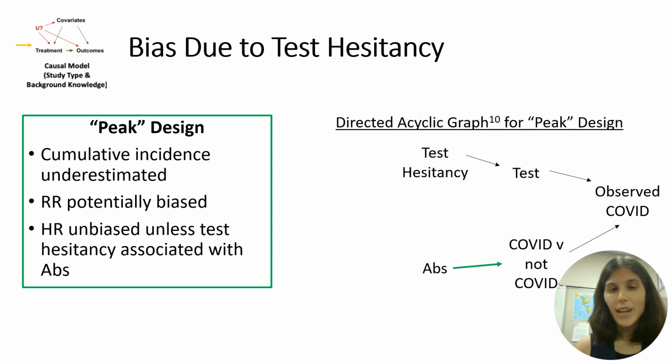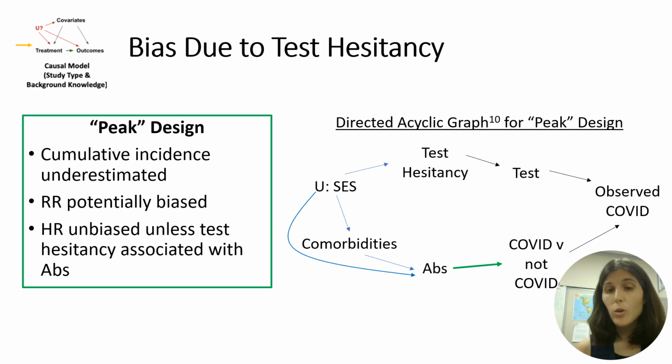Now, when might test hesitancy be associated with antibody levels? In this case, we think we have this unmeasured variable U, which is socioeconomic status, and that affects who is hesitant to get tested because those people might be concerned about missing work if they are of lower socioeconomic status, but it also may be associated with the antibody response to vaccine through the association of socioeconomic status with various medical comorbidities.